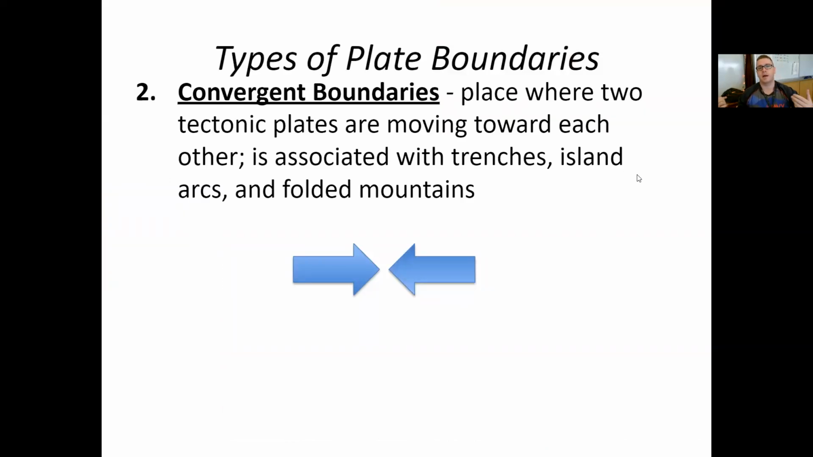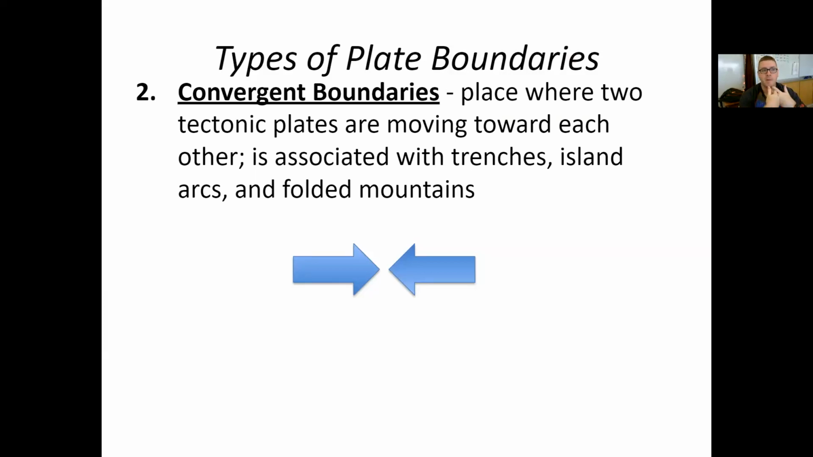Second is convergent boundaries. We're converging onto something. You have two boundaries pressing into each other. They're moving toward each other. Depending on the interaction here, this is how you could form trenches. This is how you could form island arcs. Both of those, trenches and island arcs, you can find off of Japan. We'll see a picture of that in a minute.